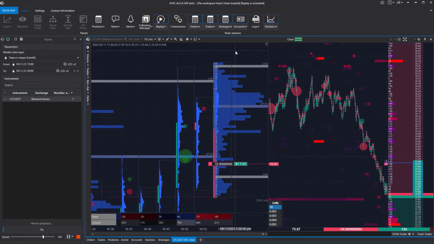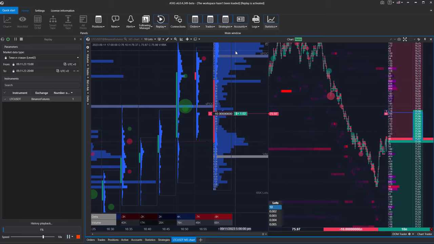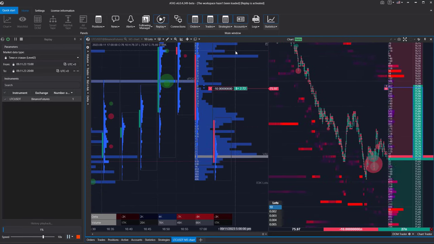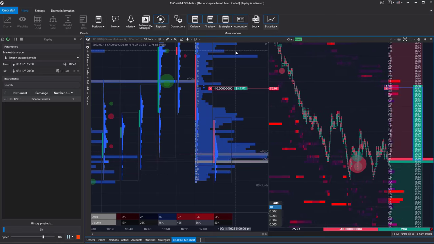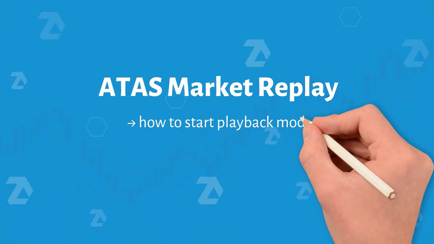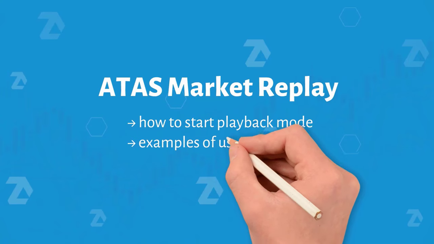ATAS Market Replay is a multifunctional tool that recreates realistic conditions for trading education using data from the past. Such functionality is also known as the trading simulator. It includes a playback and a trading panel and is primarily aimed at beginners. We've created this video to show them how to launch this important tool in the professional ATAS platform.